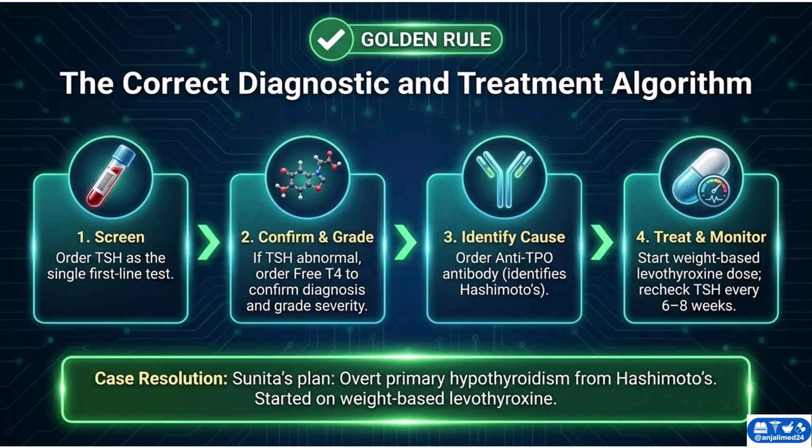Step 3 is to identify the underlying cause. In most cases, testing anti-TPO antibodies helps to confirm Hashimoto's thyroiditis, the most common cause of primary hypothyroidism. Finally, start weight-based levothyroxine therapy and monitor the patient's response. Recheck TSH after 6 to 8 weeks and adjust the dose until the target TSH is achieved. For our patient, Ms. Sunita Verma, the diagnosis is overt primary hypothyroidism due to Hashimoto's thyroiditis, and she was started on appropriate levothyroxine replacement therapy.